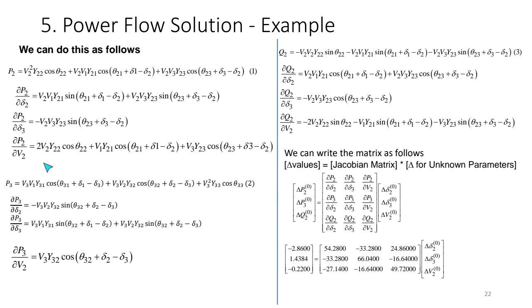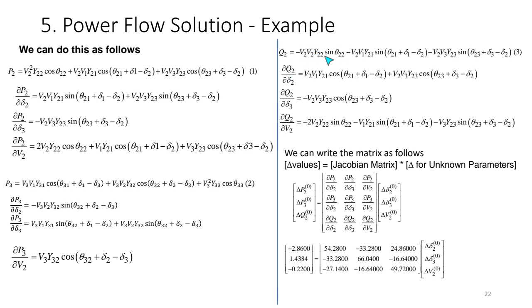The next step, we have the P3 equation and we do the same partial derivation with respect to delta 2, delta 3 and V2. It is given here, I'm not going to go into the details, but you will be able to check it out. And for Q2, the Q2 equation is given from equation 3, and this must be partially differentiated with respect to delta 2, delta 3 and V2. But I'm only going to do it for the first one, Q2 versus delta 2.